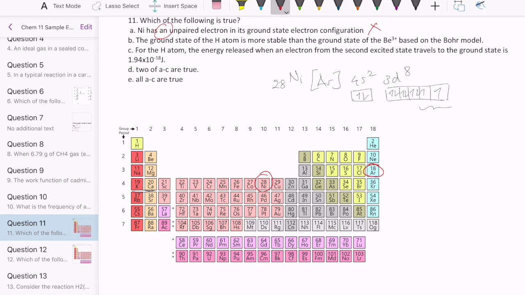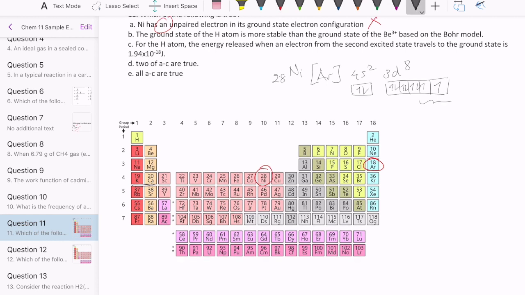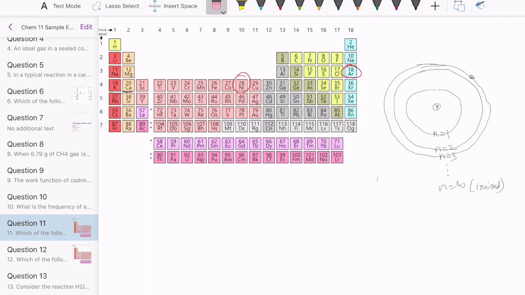Question B says the ground state of the hydrogen atom is more stable than the ground state of the beryllium 3 plus ion based on the Bohr model. Bohr model, if you remember, has a proton in the middle, and then there are orbits around it, and you can have an electron, let's say in this orbit, and it can either fall or go up higher. The orbit values are given in whole numbers, so it starts from 1, the closest one to the proton. That one is called the ground state, and then afterwards it goes higher and higher.